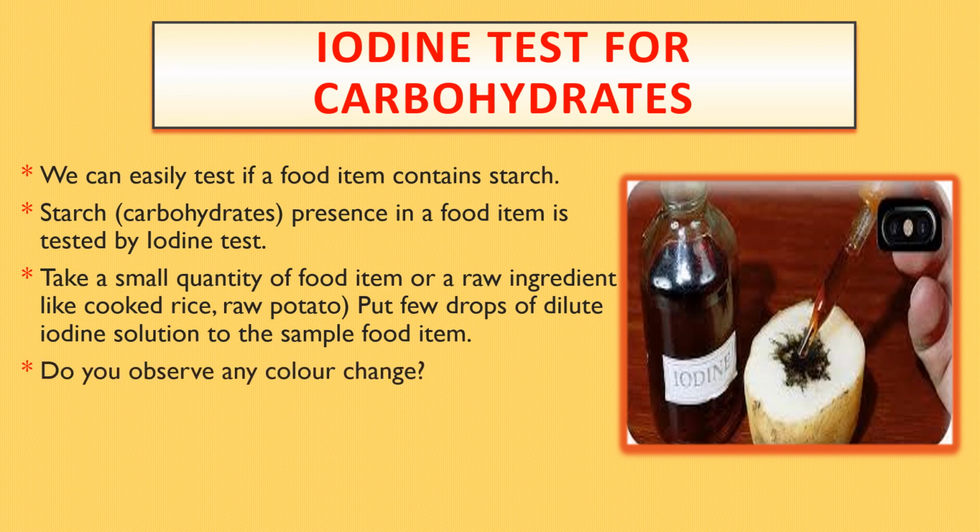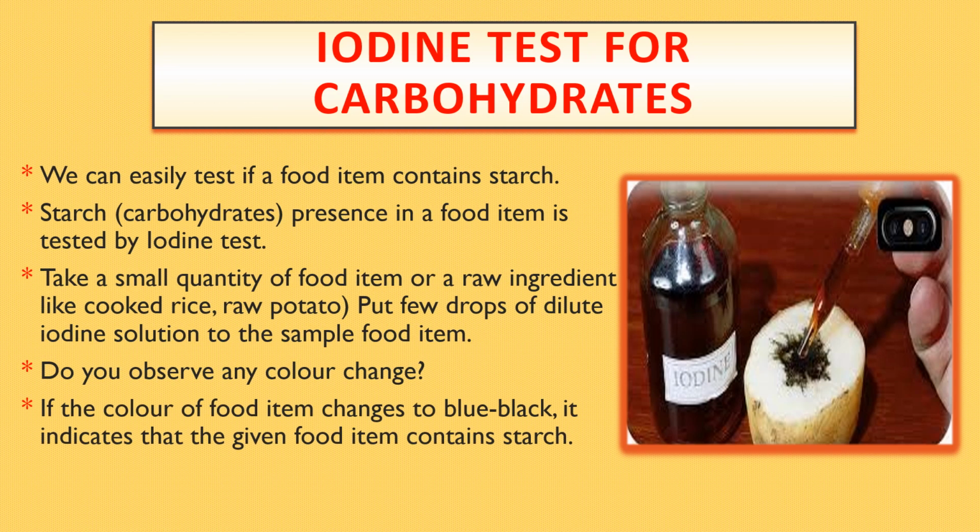What will happen? Do you observe any change in the color? Yes. If the color of the food item, that is potato, changes to blue-black, it indicates that the given food item contains starch, which shows that potato contains starch. Thus, it shows the presence of carbohydrates. The potato contains carbohydrates.